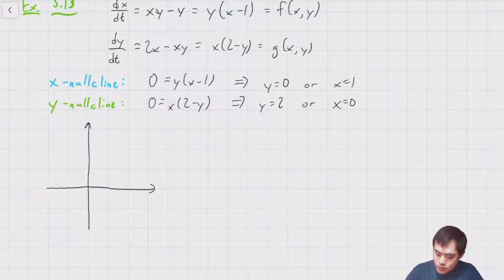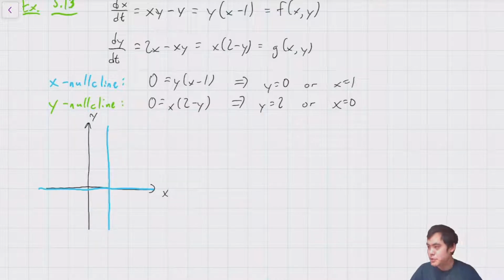Okay, so we have our x nullcline, which is y equals 0. Well, let's see, this is the x-axis, this is the y-axis. So y is equal to 0. So we have that. And we also have when x is equal to 1. So all of this blue set here is the x nullcline. And then the y nullcline, that's going to be y is equal to 2, or x is equal to 0. So all of that set is the y nullcline.